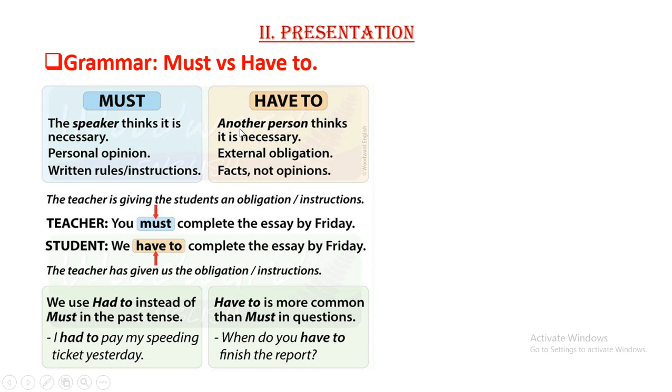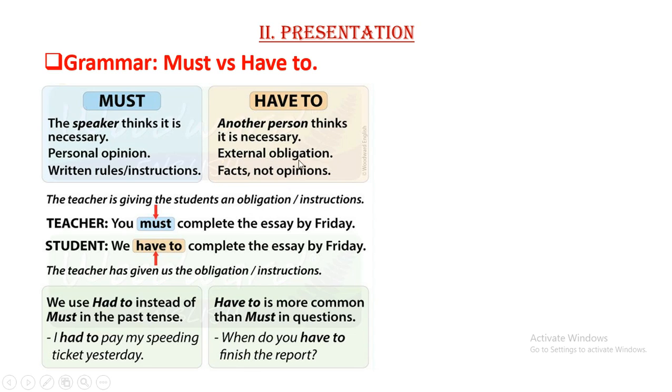But for have to, another person thinks it is necessary. When you think that it is necessary, you're going to say must. But when another person thinks it is necessary, you're going to say have to. One more thing, personal opinion. Opinion means idea, and personal means your own. So when it is about your own opinion, your own thinking, you're going to use must, not have to.